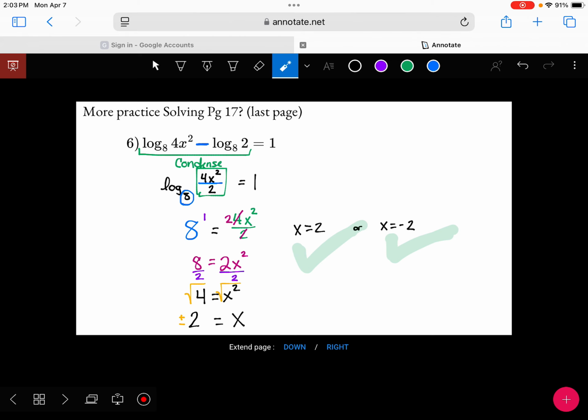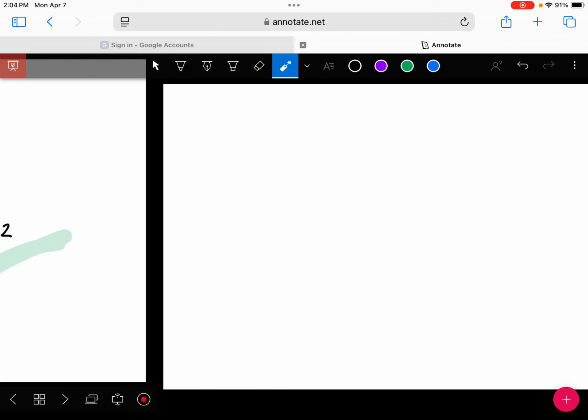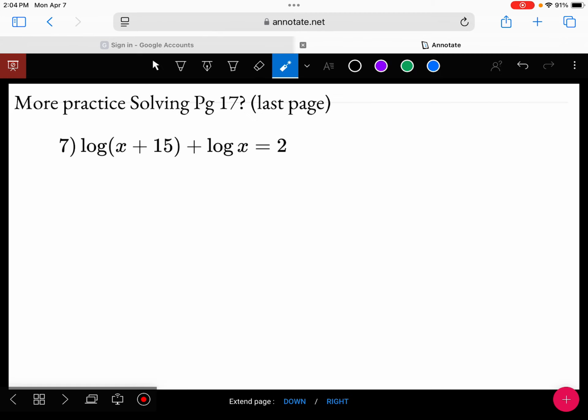Okay? So whenever we are solving logs, it's important that we try to get it to an exponential, because that's going to be way easier to work with. And that we check. We need to have no negative bases, no negative arguments. We're going to do one more. Just one. We're going to do number 7, so it's the very next one. Very similar vibes.